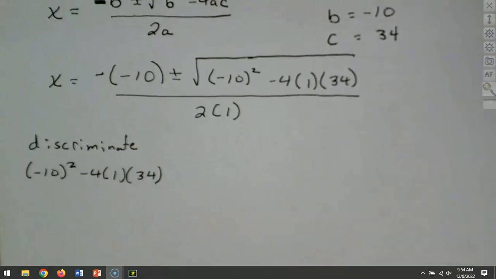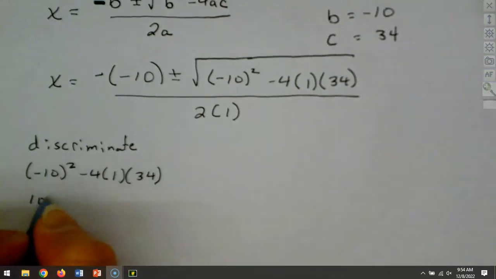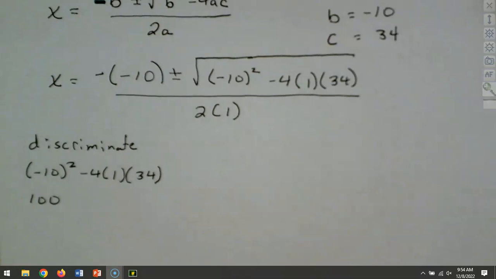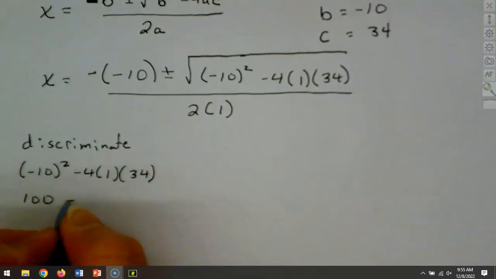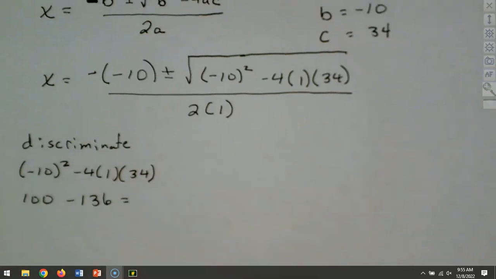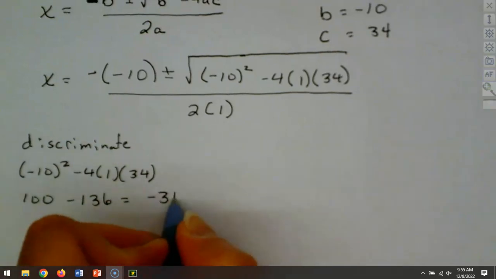When we square negative 10, it becomes a what? Positive 100. Okay? And then we've got a minus 34. A minus 4 times 34. That makes it a minus 136. We put those together and we get a minus 36.